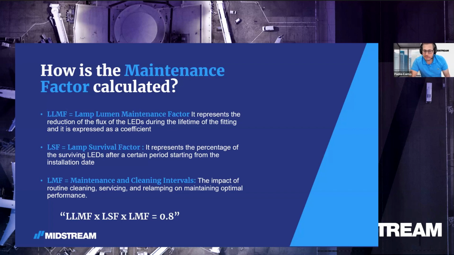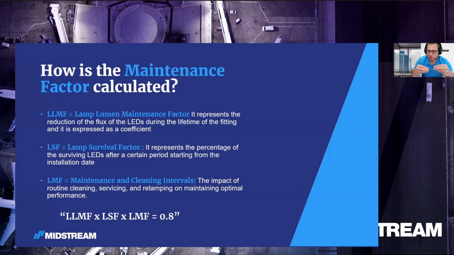The LMF, maintenance and cleaning intervals, is another number. All these numbers are always between 0 and 1, 1 being 100% and 0 being 0%. This LMF is a mix of 2 very important parameters. One is the LDD, which is the light dirt depreciation. So how dirty will the luminaires be over time? Because you can imagine physically masking something that emits light is the easiest way to drop the light levels. If I throw some mud on a luminaire, my light levels will decrease drastically. And then the cleaning, the servicing, the maintenance of it.